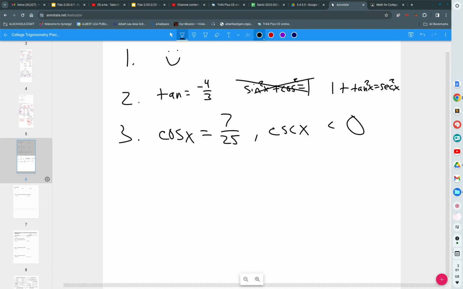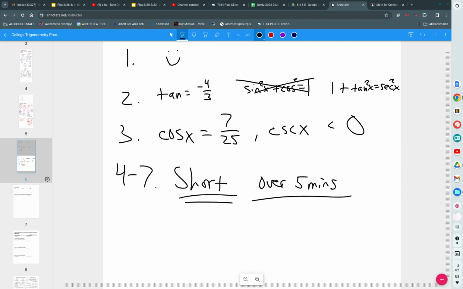Okay, on the back side, problems 4 through 7 should be short problems. And I mean short. If you spend over 5 minutes looking at those, stop. I don't want to give away how those work out. Hopefully you can see them through pretty quickly. If you can't, we'll talk about them tomorrow. But don't spend too much time on problems 4 through 7. They're intended to be pretty quick ones.